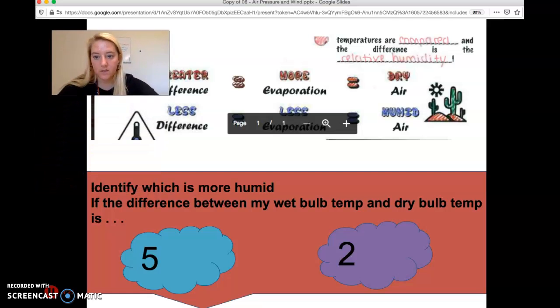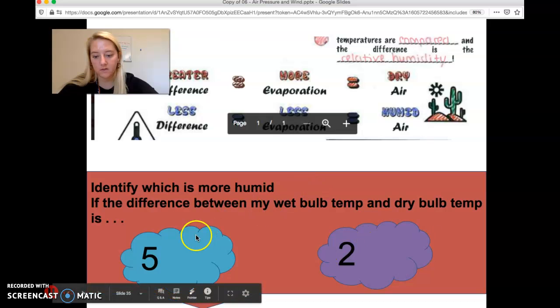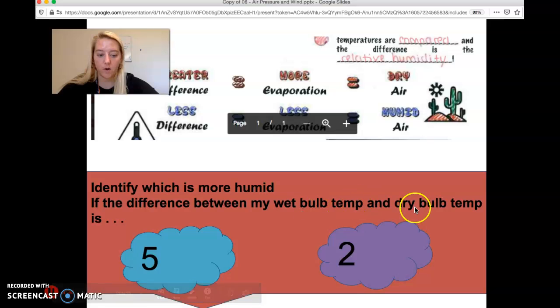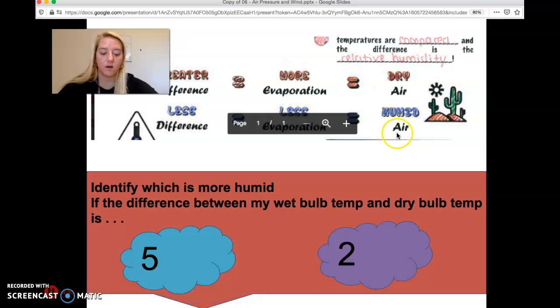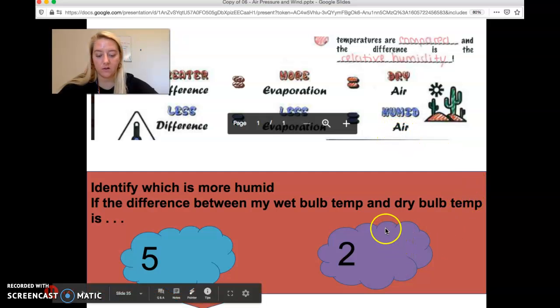So I've got a little test your knowledge question for you. Which one is more humid if I were to get these differences? If the difference between my wet bulb temperature and dry bulb is 5 versus 2, which one is more humid? You will find out that the less difference, remember, means that there's less evaporation, meaning that there's more humid air. So 2 would be our winner here. This one would be more humid than a wet bulb, dry bulb difference of 5.